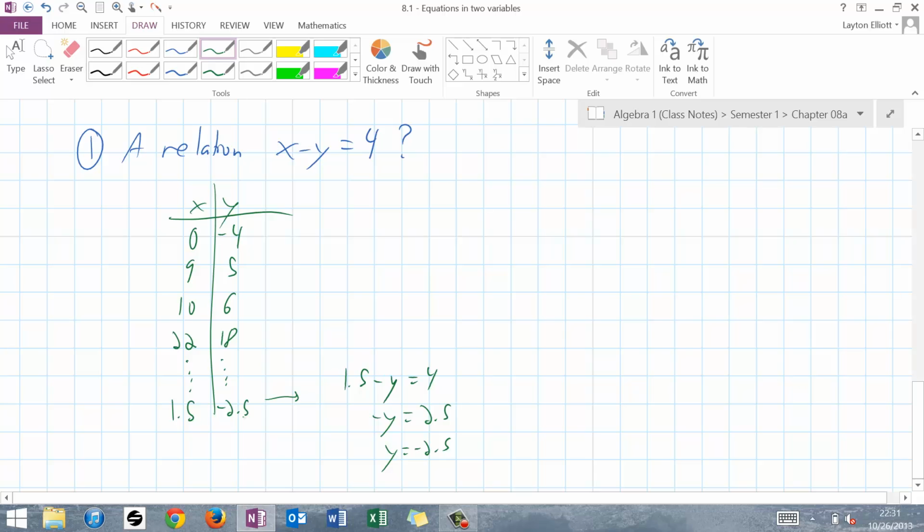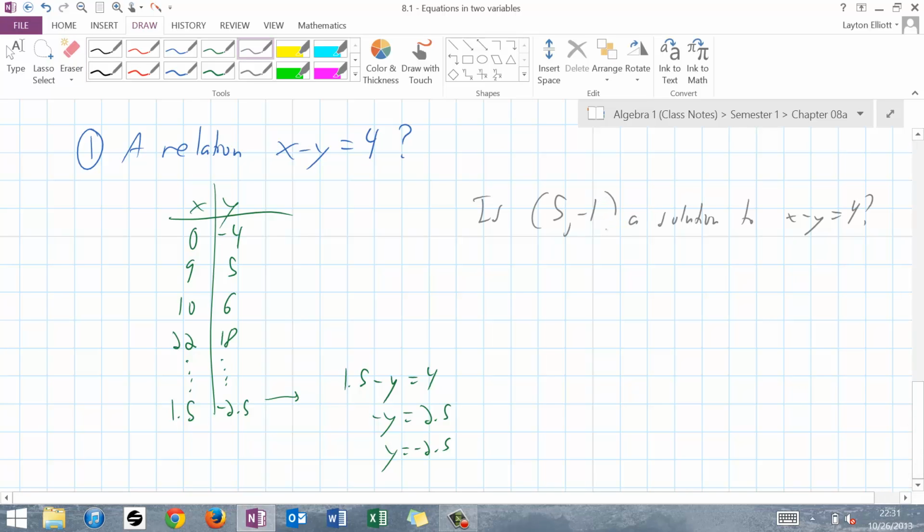So not always the easiest thing to do, but we can get any ordered pairs that we want to. I could reverse this, and I could ask, is (5, negative 1) a solution to x minus y equals 4? This is still the same problem. That's still the same thing I just had up there.